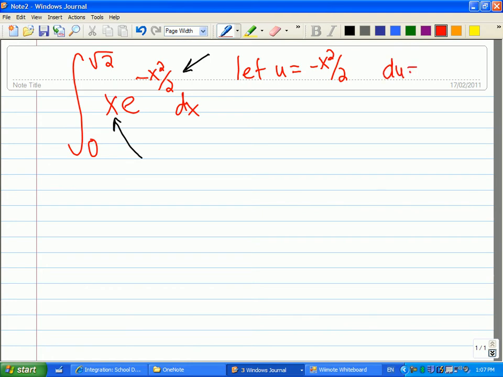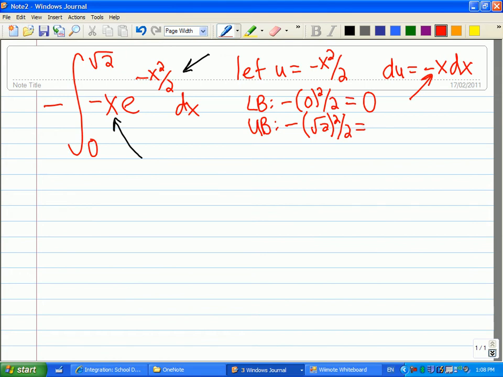That leaves me with du equal to negative x dx. So I'm going to be missing a piece. I need a negative here, so I'll put one in the front and one there to make up for this negative that I need for the du substitution. The lower bound is going to be the negative of 0 squared over 2. So that'll be 0. And the upper bound is going to be the negative of root 2 squared over 2. So it's going to go to negative 1.